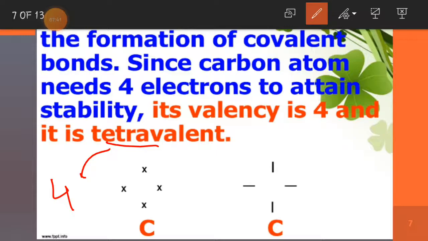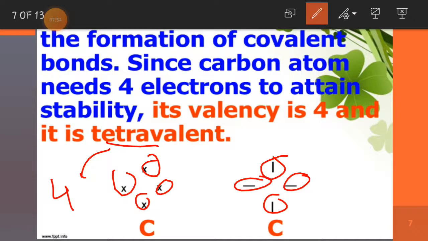You may represent the electrons of the carbon atom as crosses, as drawn here, or you may represent the bonds of the carbon atom as dashed lines, as represented here.